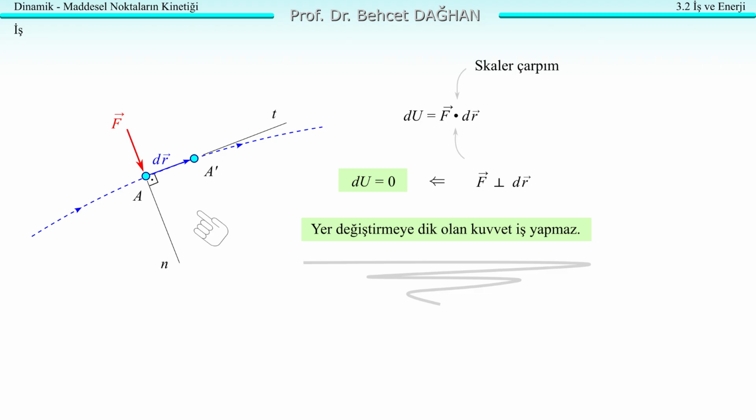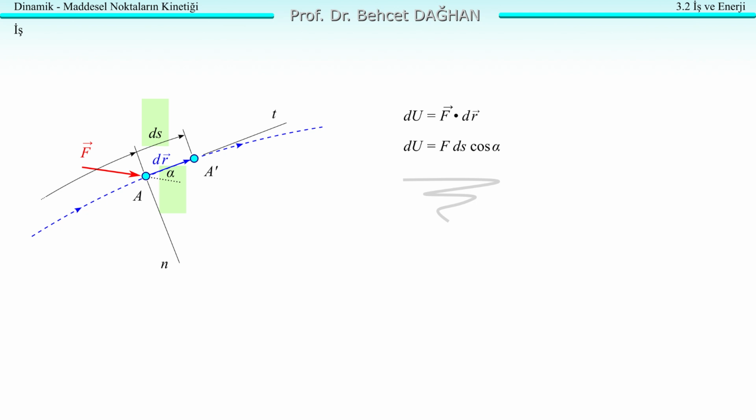Now, if we recall the dot product, how do we find the result when multiplying two vectors by using the dot product? For example, an alternative: the magnitude of the first multiplied by the magnitude of the second multiplied by the cosine of the angle between them. Let's call the angle between the force F and the displacement dr alpha. The dot product of these two vectors is equal to F multiplied by ds multiplied by cosine alpha.